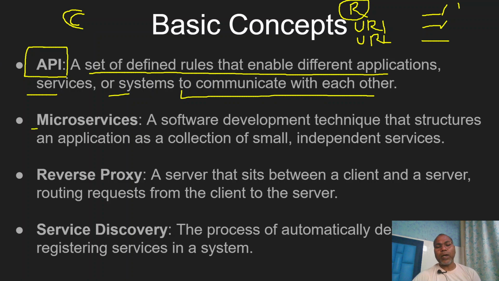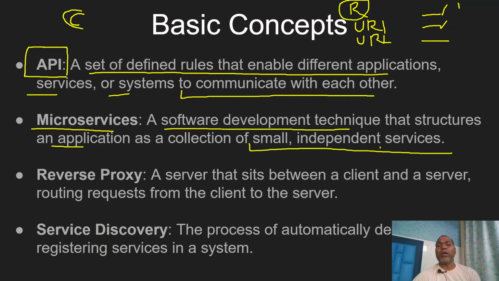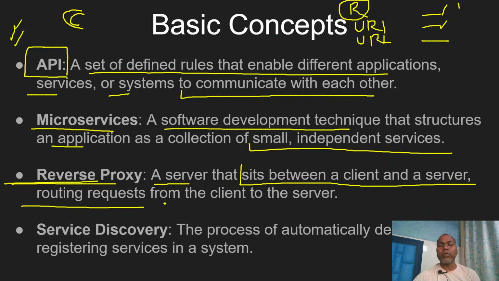Microservices, as you know, are a development approach where an application is a collection of small and independent services. One service can expose a set of resources, or APIs, or URIs, uniform resource identifiers. As discussed, the API gateway also works as a reverse proxy, meaning a server that sits between the client and server and routes requests from the client to the server.